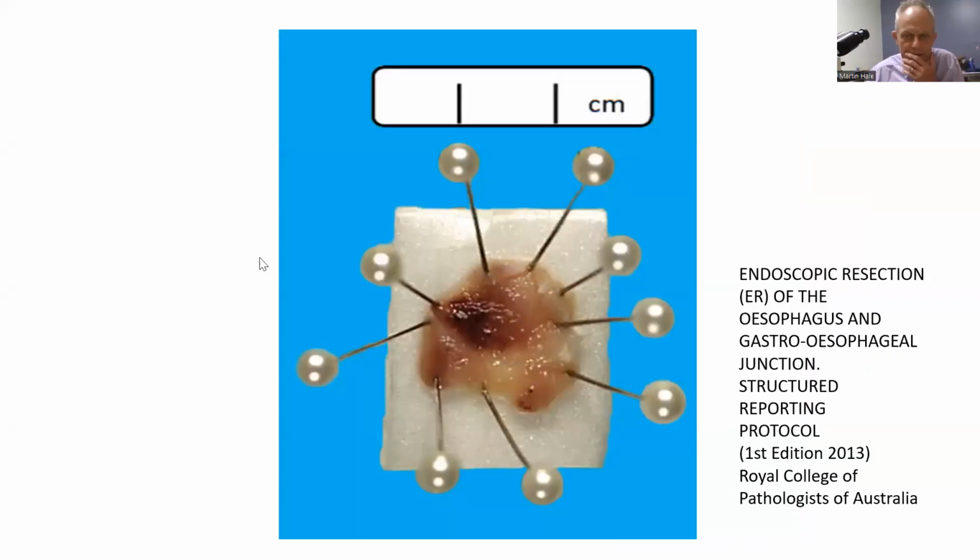All right. So I've taken a couple of diagrams. Can everybody see that picture, by the way? Yes, we can, Prof. Great, thanks, Cheryl. So I've just taken a couple of schematic diagrams from the Royal College of Pathologists of Australia, who did a pro forma some 10 years ago now as to how to handle these endoscopic submucosal resections. And essentially what they do is exactly what we do.